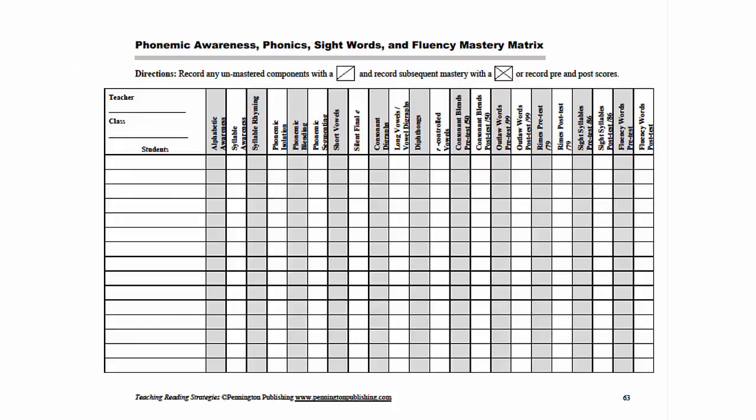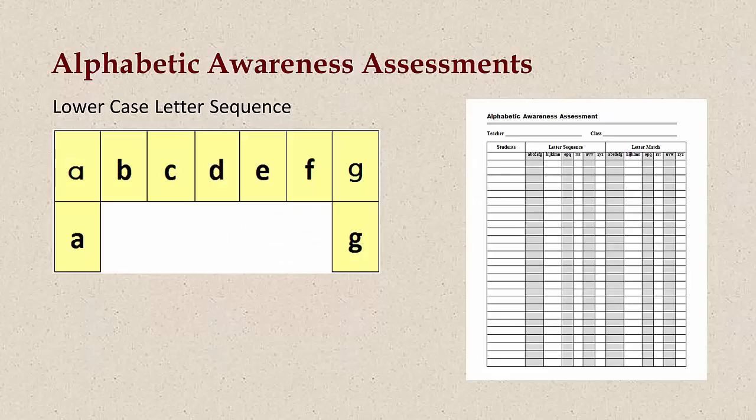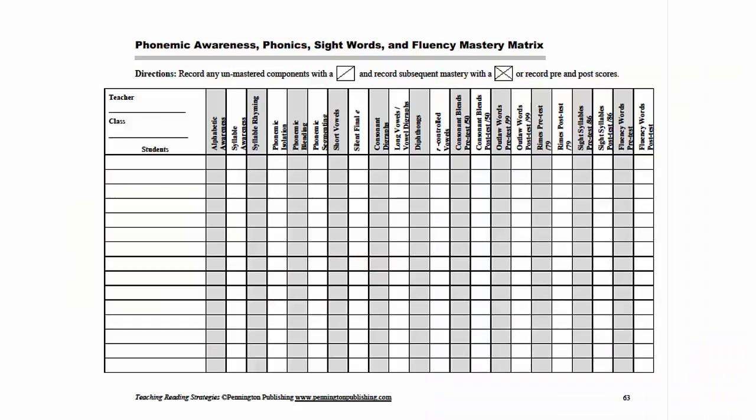Teachers should administer and correct all diagnostic assessments within the first 2 weeks of instruction. Start with the 2 alphabetic awareness assessments, but thereafter no particular test order is required. Once the assessments have been corrected, the errors should be recorded on the Phonemic Awareness, Phonics, Sight Words, and Fluency Mastery Matrix, with a slash for each component not meeting mastery criteria of 80% for each component.